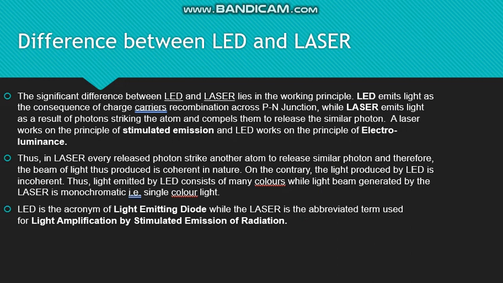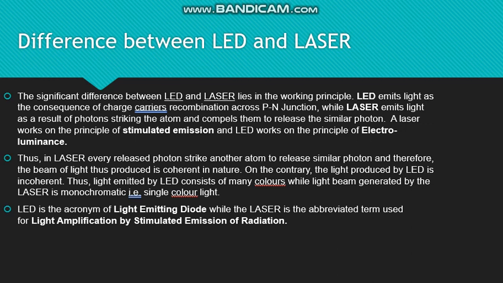What about the differences between LED and laser? The significant difference between LED and laser lies in the working principle. LED emits light as the consequence of charge carrier recombination across a p-n junction, while a laser emits light as a result of photons striking atoms and compelling them to release similar photons. A laser works on the principle of stimulated emission and an LED works on the principle of electroluminescence.